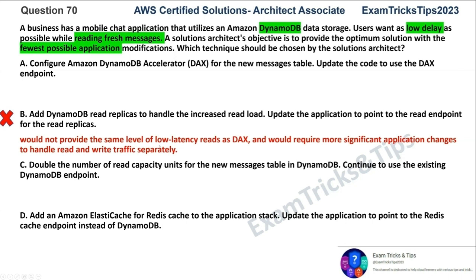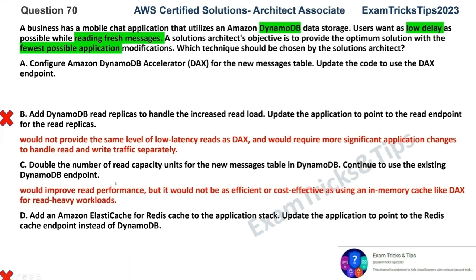The next one is double the number of read capacity units for the messages table in DynamoDB, and continue to use the existing DynamoDB endpoint. Now this would improve read performance, but it would not be as efficient or cost effective as using in-memory caching like DAX. So this is going to, on an ongoing basis, cost you a lot more. Caching will be a much more efficient and cost effective solution. So option C is not correct because you have a better option.